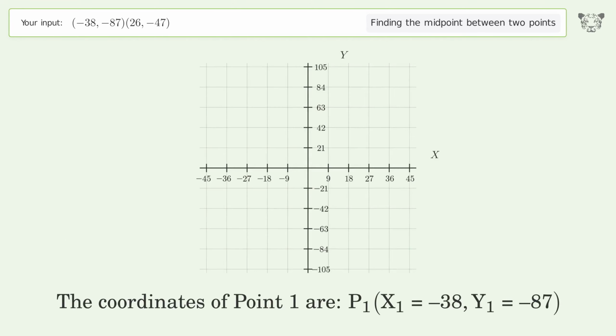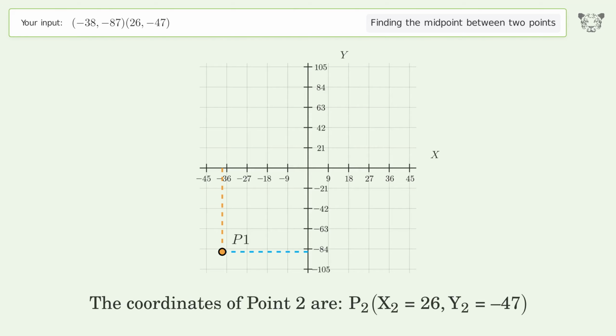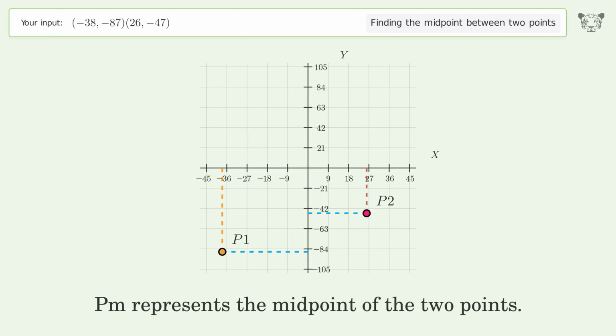The coordinates of point 1 are x1 equals -38, y1 equals -87. The coordinates of point 2 are x2 equals 26, y2 equals -47. PM represents the midpoint of the 2 points.